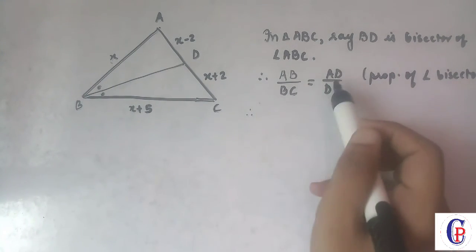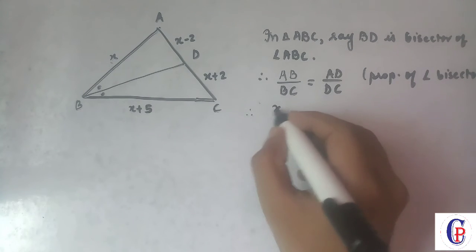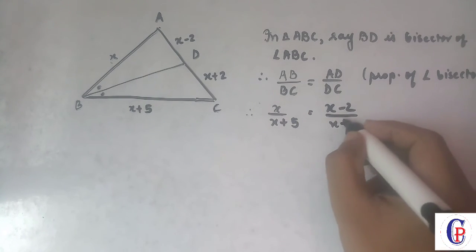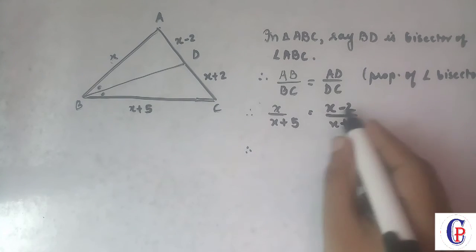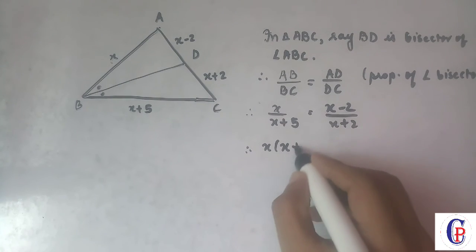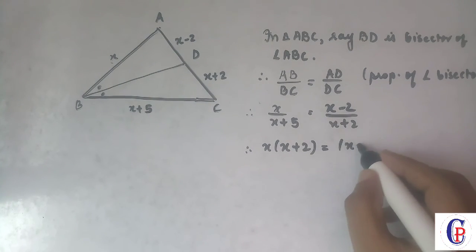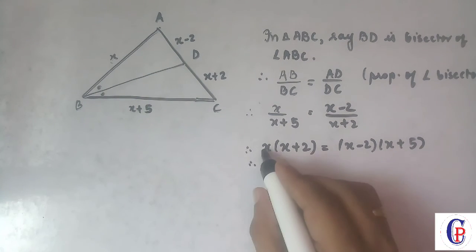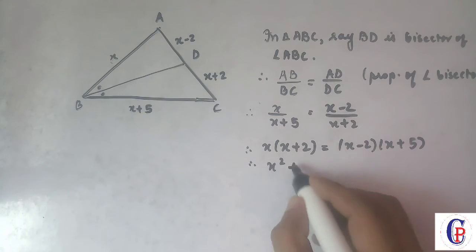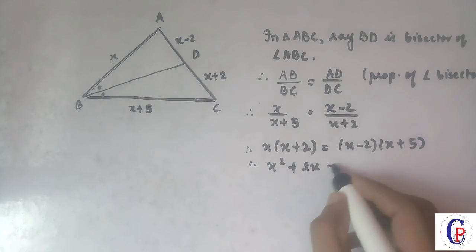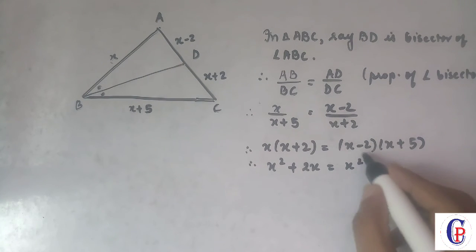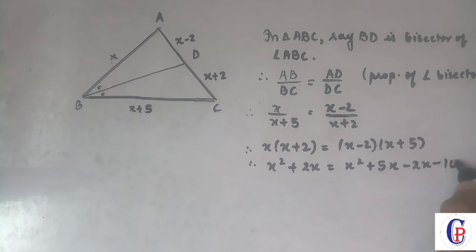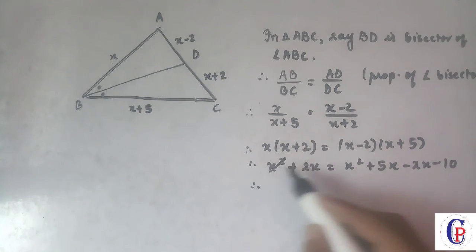So now once we get this, we will put the values. It says x upon x plus 5 is equal to x minus 2 upon x plus 2. So cross multiply this. So we'll get x into x plus 2 is equal to x minus 2 into x plus 5. So open the bracket: x into x, x square, x into 2, 2x, x into x, x square, x into 5, 5x, then minus 2x, minus 10. I hope you all know how to solve this.